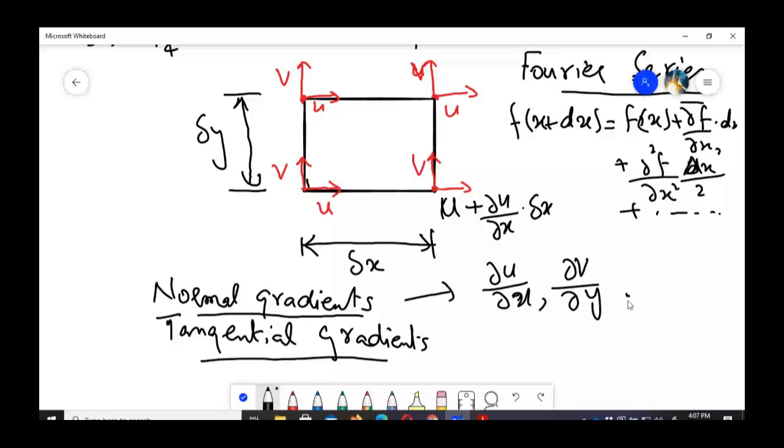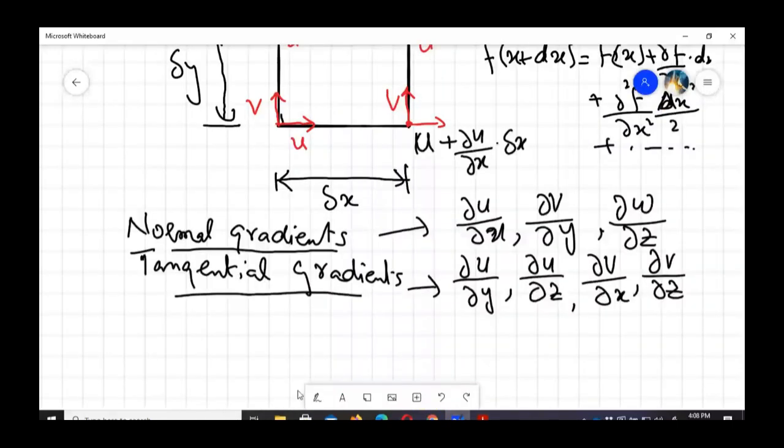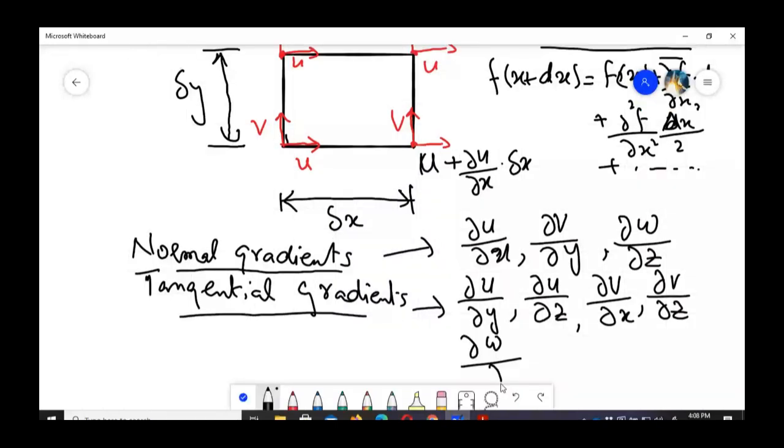And similarly for the tangential gradient, we have got partial u by partial y, partial u by partial z, partial v by partial x, partial v by partial z, and we have got partial w by partial x and partial w by partial y. So the necessary condition for the linear deformation to occur is that there should be some normal gradient, either in the x direction, y direction, or z direction, then we would have the linear deformation.